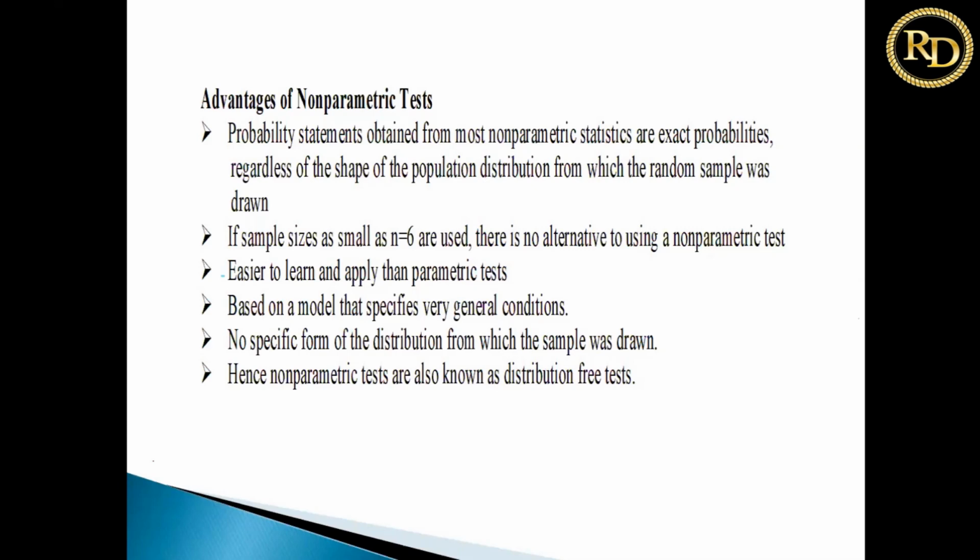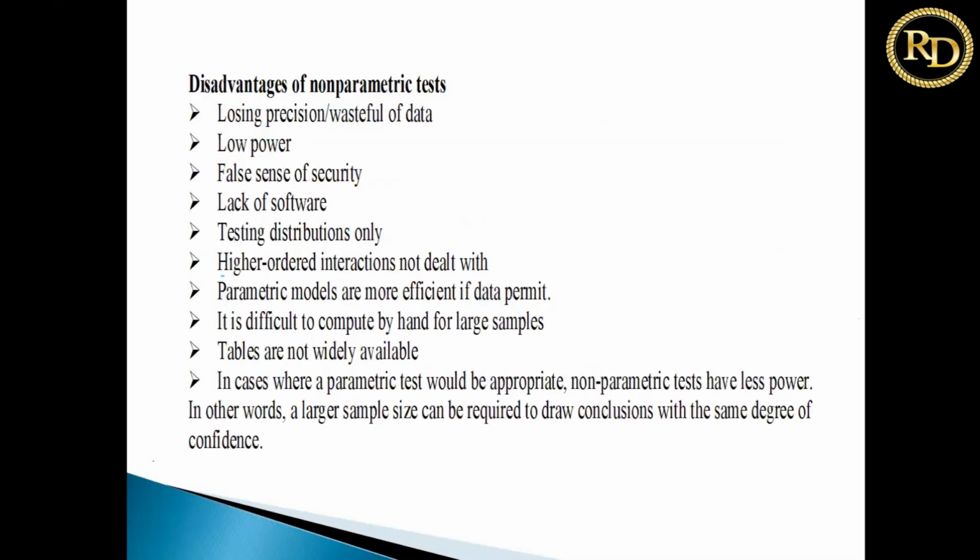And if the sample size is small, that is n equal to 6 or lesser, say, then there is no alternative to using the non-parametric test. It means if the sample size is 6 or lesser, then we apply the non-parametric test. And these are easier to learn and apply than parametric tests, based on a model that specifies very general conditions, which we have discussed earlier. No specific form of the distribution from which the sample was drawn is required, and hence non-parametric tests are also known as distribution-free tests, because we don't bother about the distribution of the parent population, as in normal distribution.